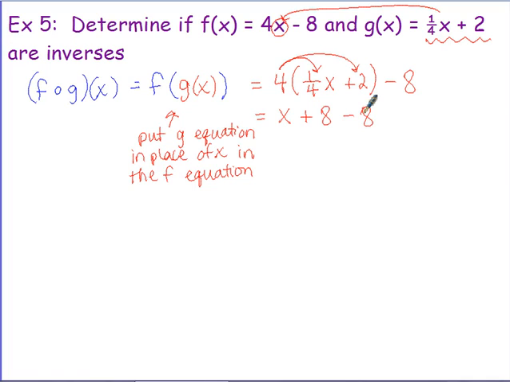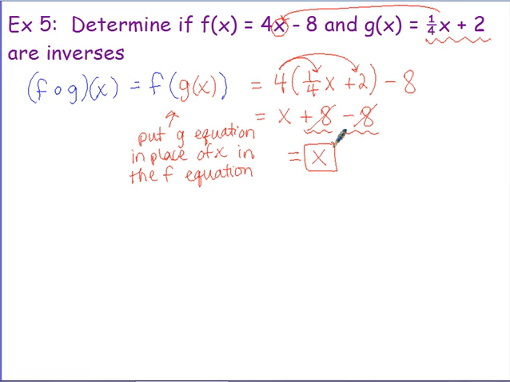Well, after we distribute, the next thing you should be thinking is combining like terms. Well, that would be this guy and this guy. Well, what happens when you have a positive 8 and a negative 8? They should cancel. So those two cancel, and what's the only thing we have left? X. And that's exactly what we want. We want to get X left over.